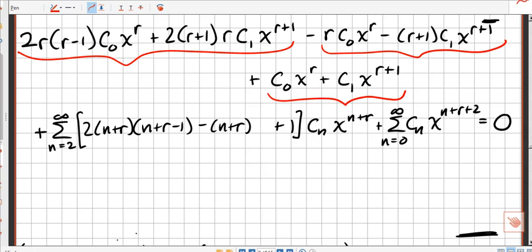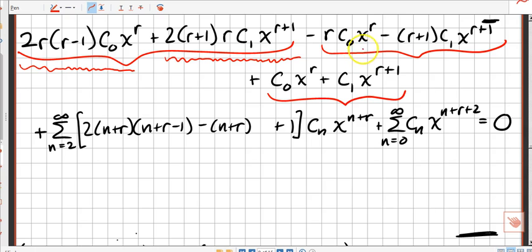After we extract those, here's the first one. We let n equal 0, and we plug that in, and we get 2r times (r minus 1) times c sub 0 x to the r. And then we let n equal 1, and we plug that into the summation term, and we get 2 times (r plus 1) times r times c sub 1 x to the r plus 1. So we've got that. The next summation, we're going to do the same thing.